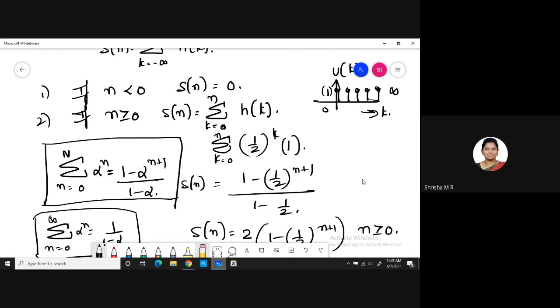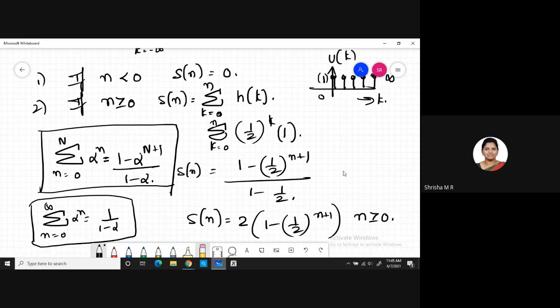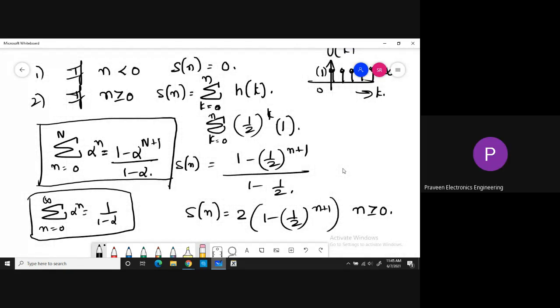Clear, everyone? Ma'am, then it is half to the power k plus 1, no, ma'am? No. Wait. This is n plus 1, capital N plus 1. Got it? Clear? See, this is summation n is equal to 0 to capital N, alpha to the power of n is equal to 1 minus alpha to the power of capital N plus 1 by 1 minus alpha. So this would be N plus 1 only. Clear?